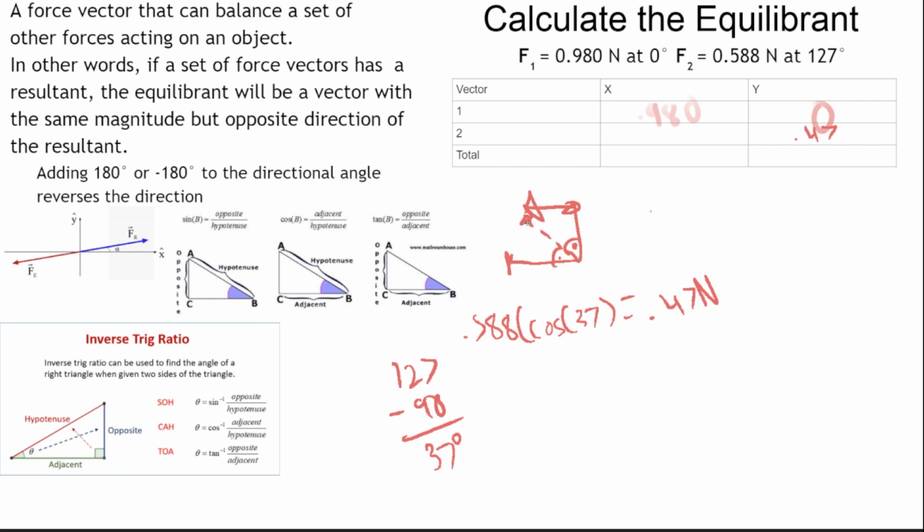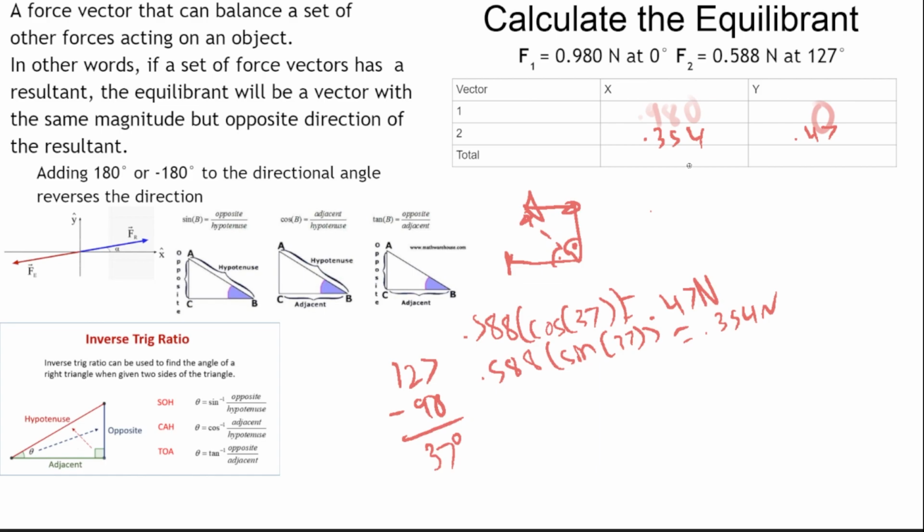So we're realistically looking for this resultant, but otherwise the 0.47 will be our y value for this one specifically. And so now we can just do 0.588 times the sine of 37, and now we know that this is going to be our x value. So sine of 37, and that's going to be 0.353 newtons. Oh, 0.354 newtons.